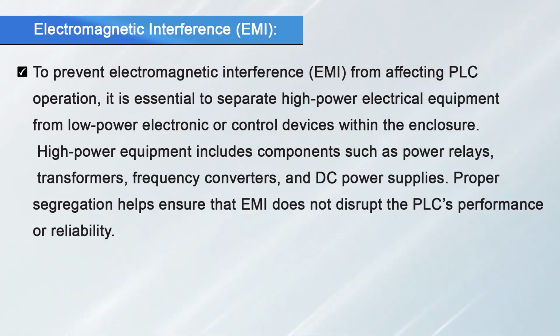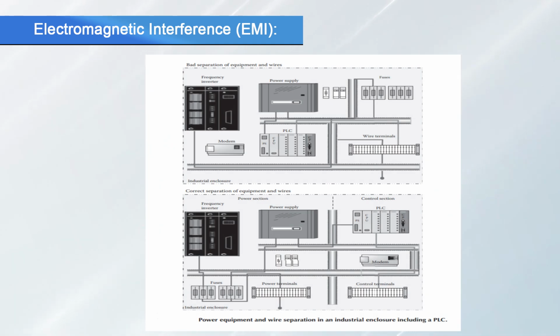Next, when installing the PLCs and other low power control equipment, it is very crucial to manage the electromagnetic interference and also the galvanic coupling to ensure reliable and safe operation.